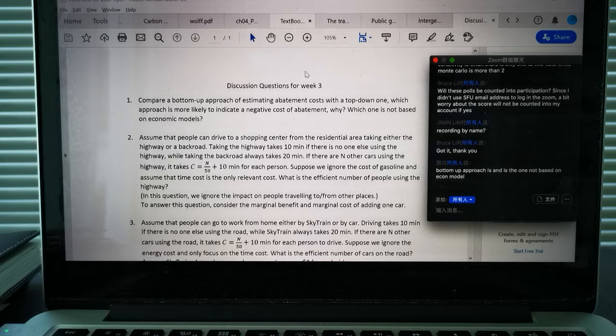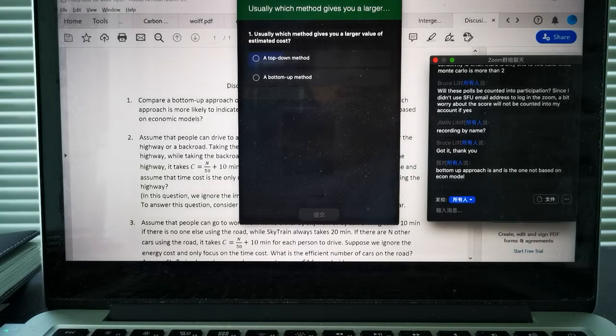So give me a second so you can ask a related question. Usually, which method gives you a larger value of estimated cost? Larger value of estimated cost.